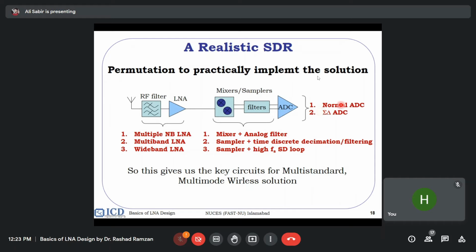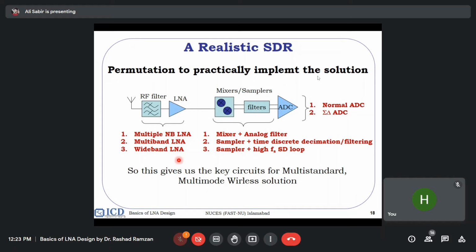So these are the different types of ingredients we can apply here. We can apply multiple narrowband LNAs. We can apply multiband LNAs, where one LNA is doing multiple bands, but it's not wideband. Or we can apply the wideband LNA. So these are the three types of LNA we can have in the front end.